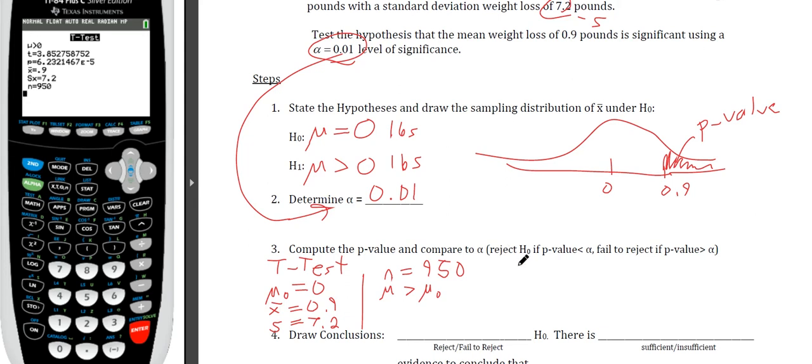We calculate and we get a t-value, or a test statistic, of 3.85, so almost 4 standard deviations away in the positive direction, and then a p-value of 6.23. Always make sure that if it's above 0, you check the end for scientific notation, which is e to negative 5 in this case, or 0.0000623.